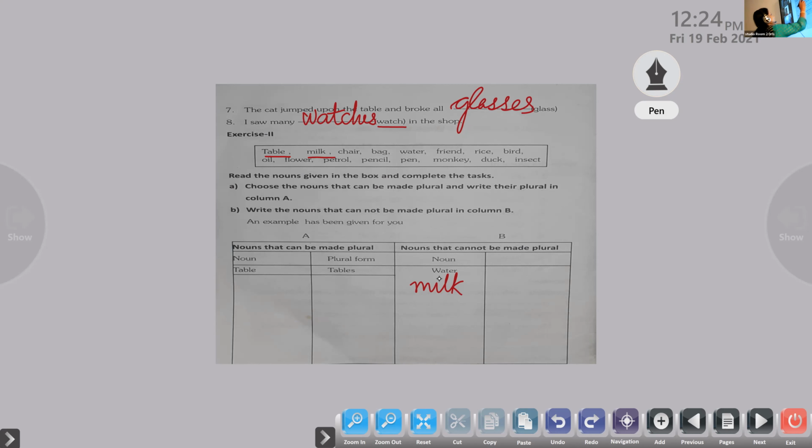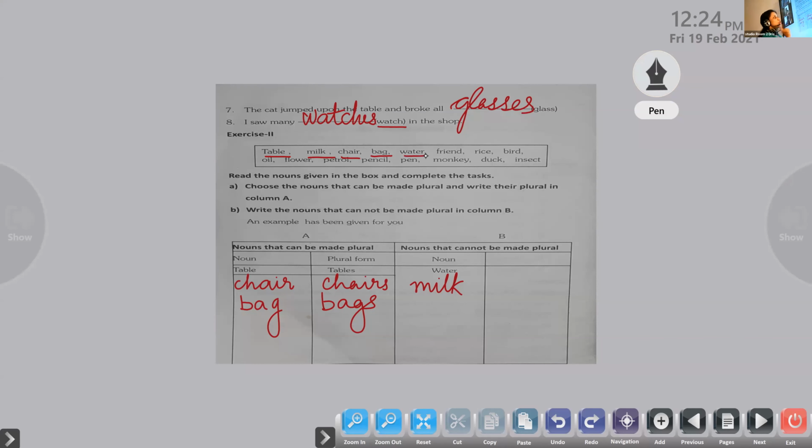Okay, now let's move on to the word chair. Chair, we can count it. Chair has plural form. The plural form for chair, it is chairs. All of you please do write it. Bag, we can count it however the number is. However big the number is, we can count it. So it is bag. The plural form for bag, it is bags. Please do it. I wanted all of you to do this.